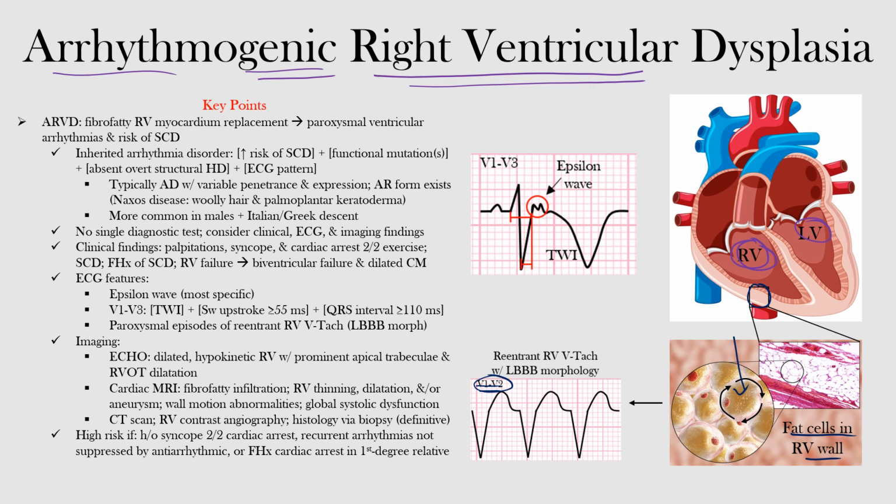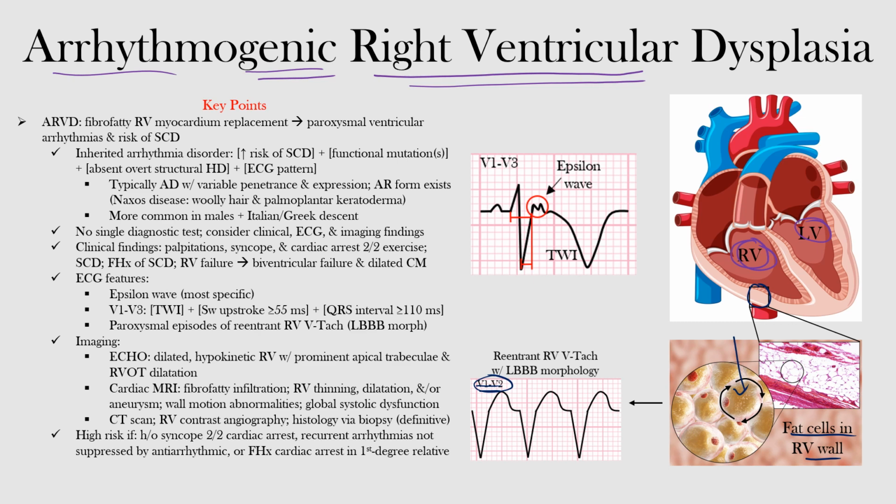There's also an autosomal recessive form called Naxos disease, which is associated with hair and skin changes, like woolly hair, as well as this palmoplantar keratoderma that you can get. So just remember the hair and skin changes, and this is the autosomal recessive form of this arrhythmogenic right ventricular dysplasia.